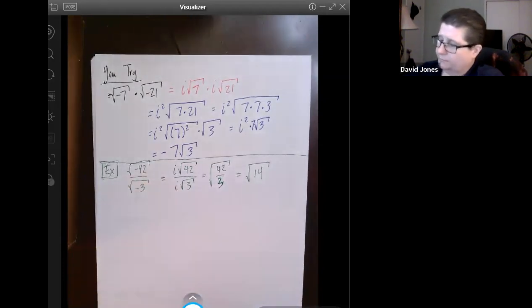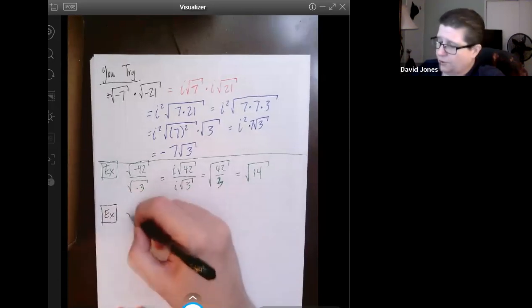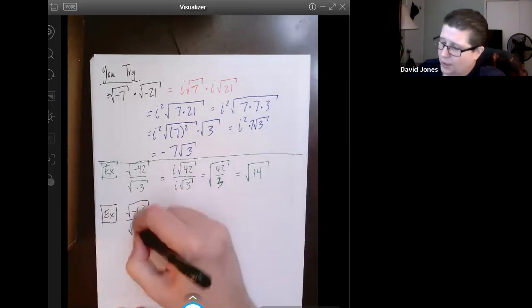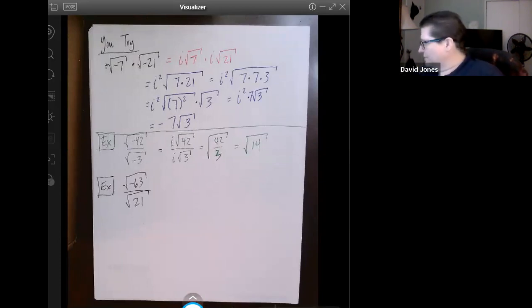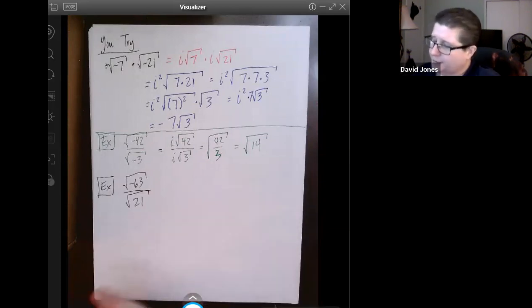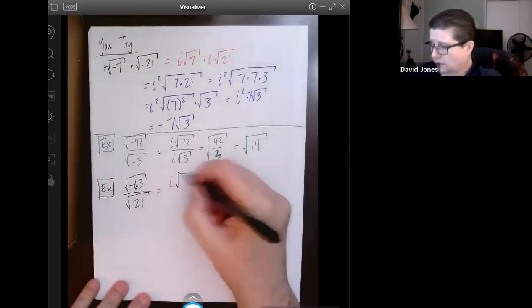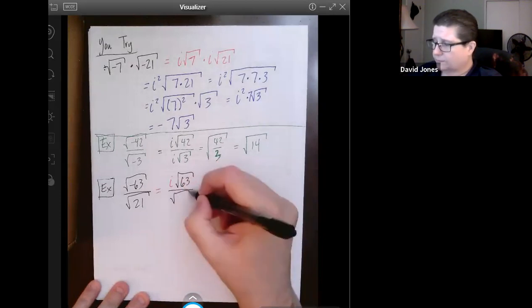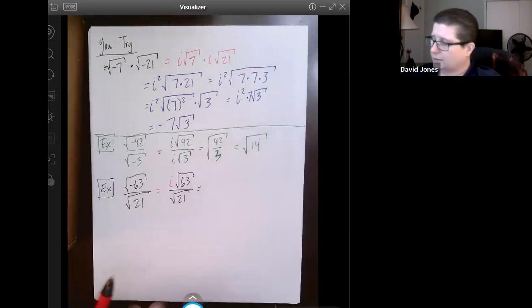Let's do another example. Let's do the square root of negative 63 over the square root of 21. I recommend you guys pause it and try this yourself, see what you come up with. All right. I'm going to pull out the i first. And now I can put the radicals together. I'll put the i out front.